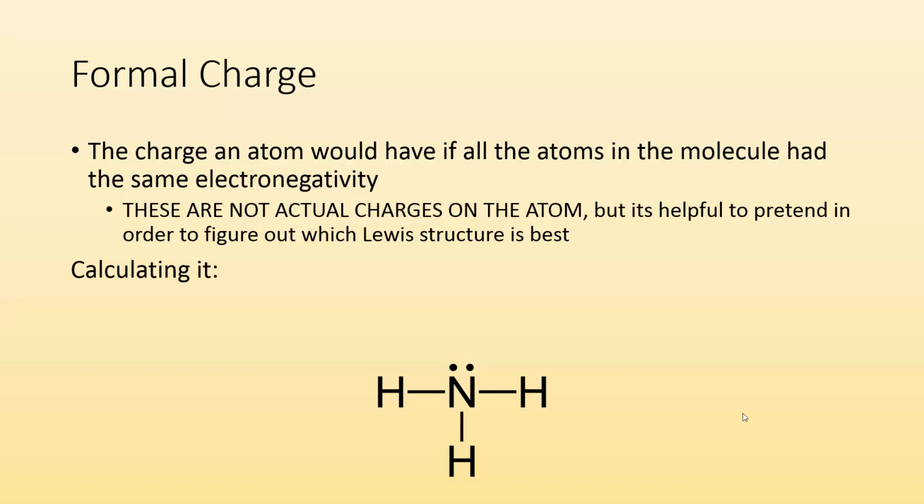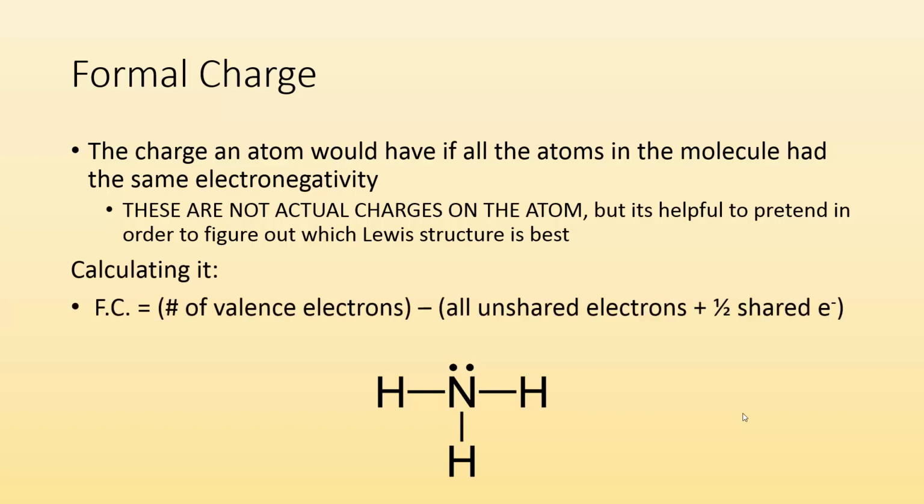So here's how you figure out what the formal charge is. The formal charge equals the number of valence electrons that atom has, minus all the unshared electrons and half of the shared electrons. So let's say for hydrogen: hydrogen has one valence electron, minus all of its unshared electrons. It doesn't have any unshared electrons, and half of its shared electrons. There's one bond here, so that's 2 electrons, one half of that is 1. So we end up with a formal charge of 0 for hydrogen.